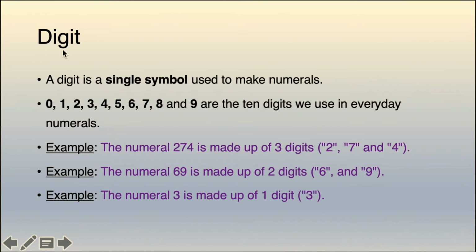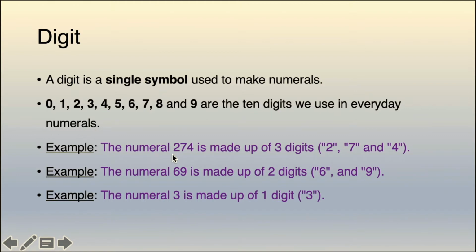Now, what is a digit? A digit is a single symbol used to make numerals. So, digits 0, 1, 2, 3, 4, 5, 6, 7, 8 and 9. All these are used in everyday numerals.